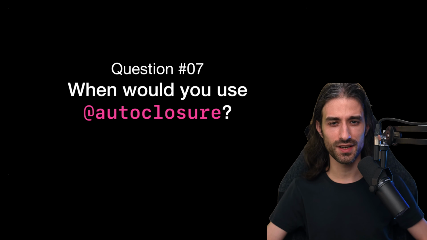The seventh question is, when would you use the attribute @autoclosure? That's an interesting one because with such a question, the interviewer usually wants to evaluate two things. First, they want to see whether or not you know what the attribute @autoclosure is, and then they want to see if you have enough coding maturity to know when it's a good idea and when it's not a good idea to use such an attribute.